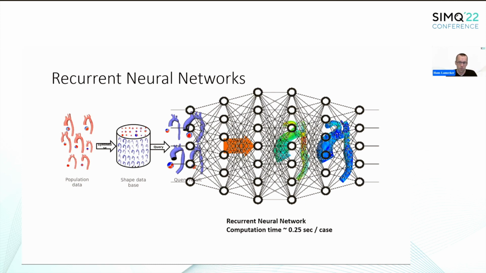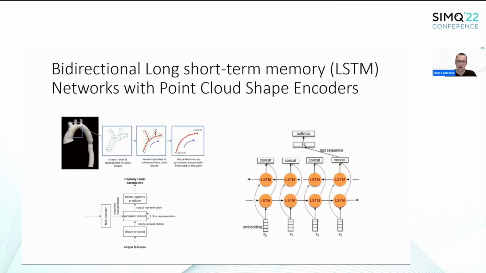And with this network, if we train this, then the computation time for an individualized simulation, like a trained or learned simulation, is just a fraction of a second. And that's what we mean by real time then. And how does this work? So there are two main ideas.